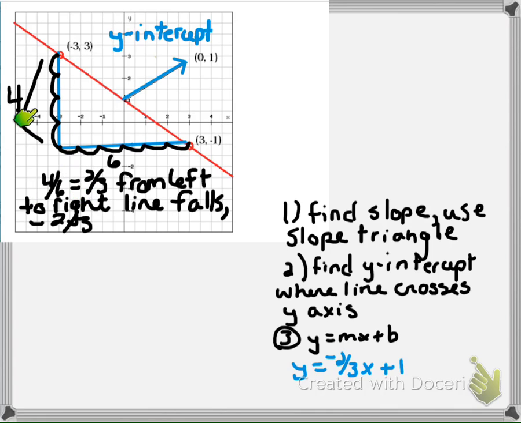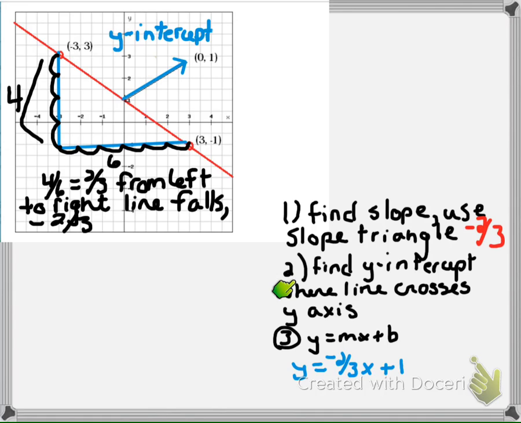So now I look at the line from left to right. Is the line rising or falling? Well, if you start at the left and you go to the right, the line is falling, and that means that this is negative 2/3. So I've done the first thing. I used my slope triangle, and I found out that the slope is negative 2/3. And I'm going to write negative 2/3 right here.